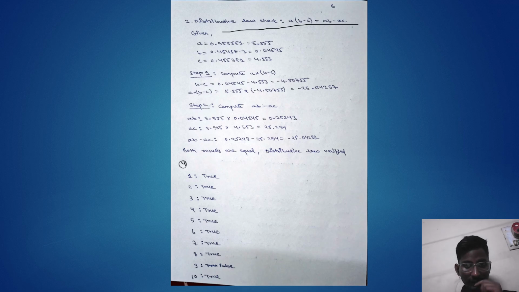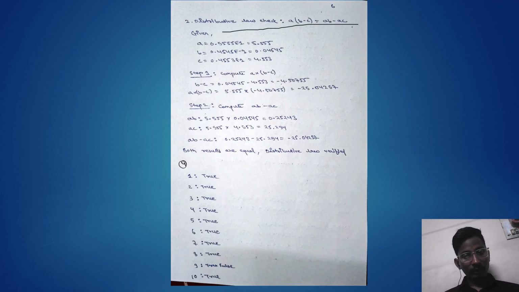So I'm back, guys. So we are in step 1. Compute A into bracket of whole B minus C. B minus C, the 0.0454 and minus of 4.5553. This answer is minus of 4.507. So multiplication of them with 5.555, the solution is the negative 25.0457. Step 2, compute AB minus of AC.